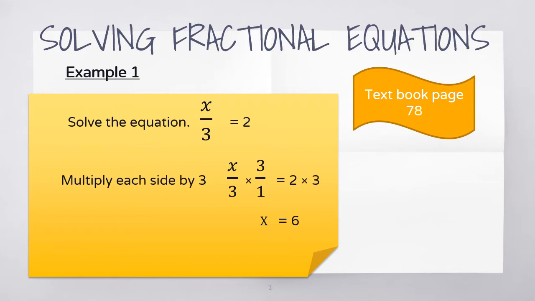Look at the first example given here. Solve the equation x divided by 3 equals 2. So we want to find out the x value here. Therefore, from the left hand side, we must cancel the divide 3. To cancel divide 3, we are multiplying 3 to each side. Once we multiply each side by 3, we are getting the answer as x equals 6.